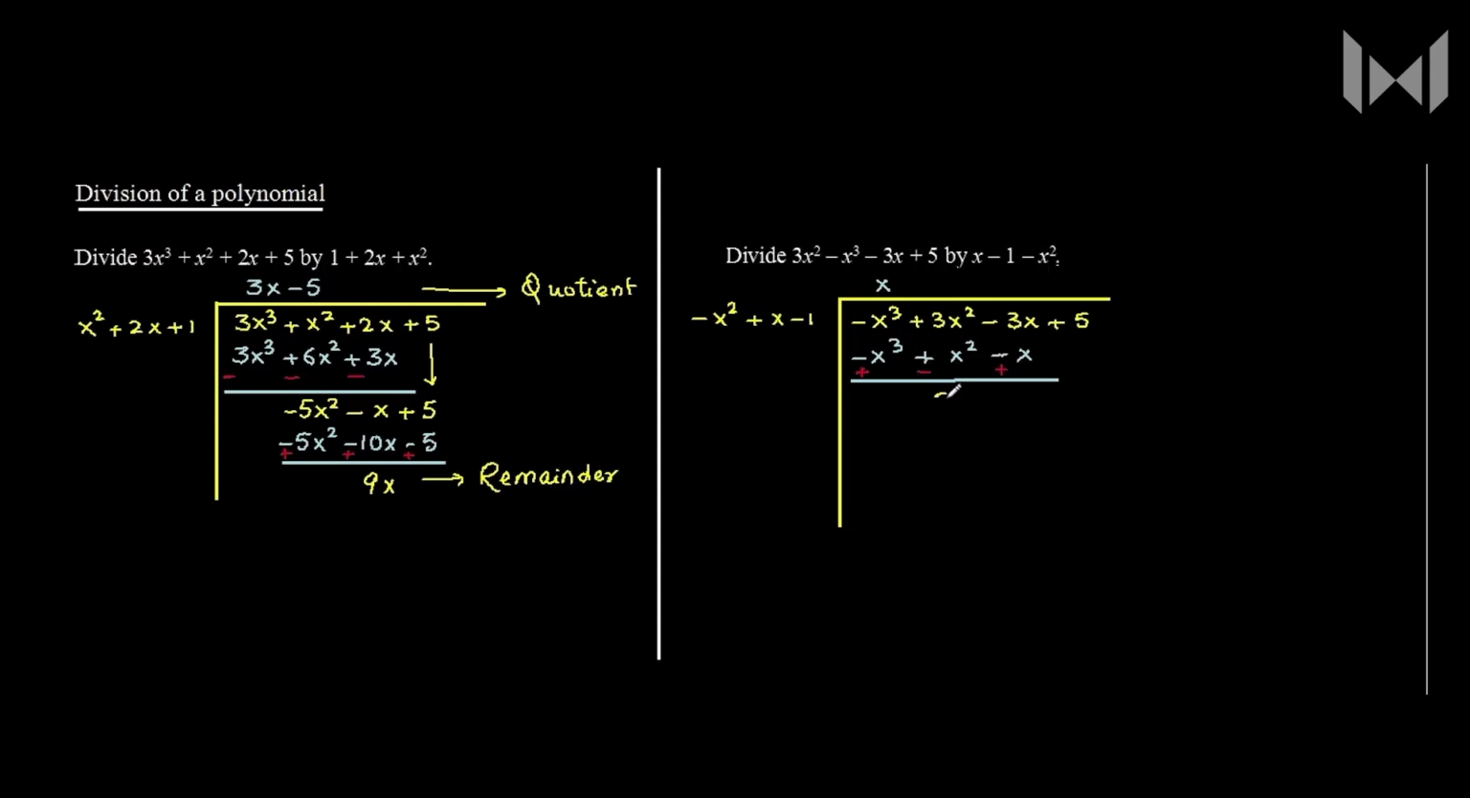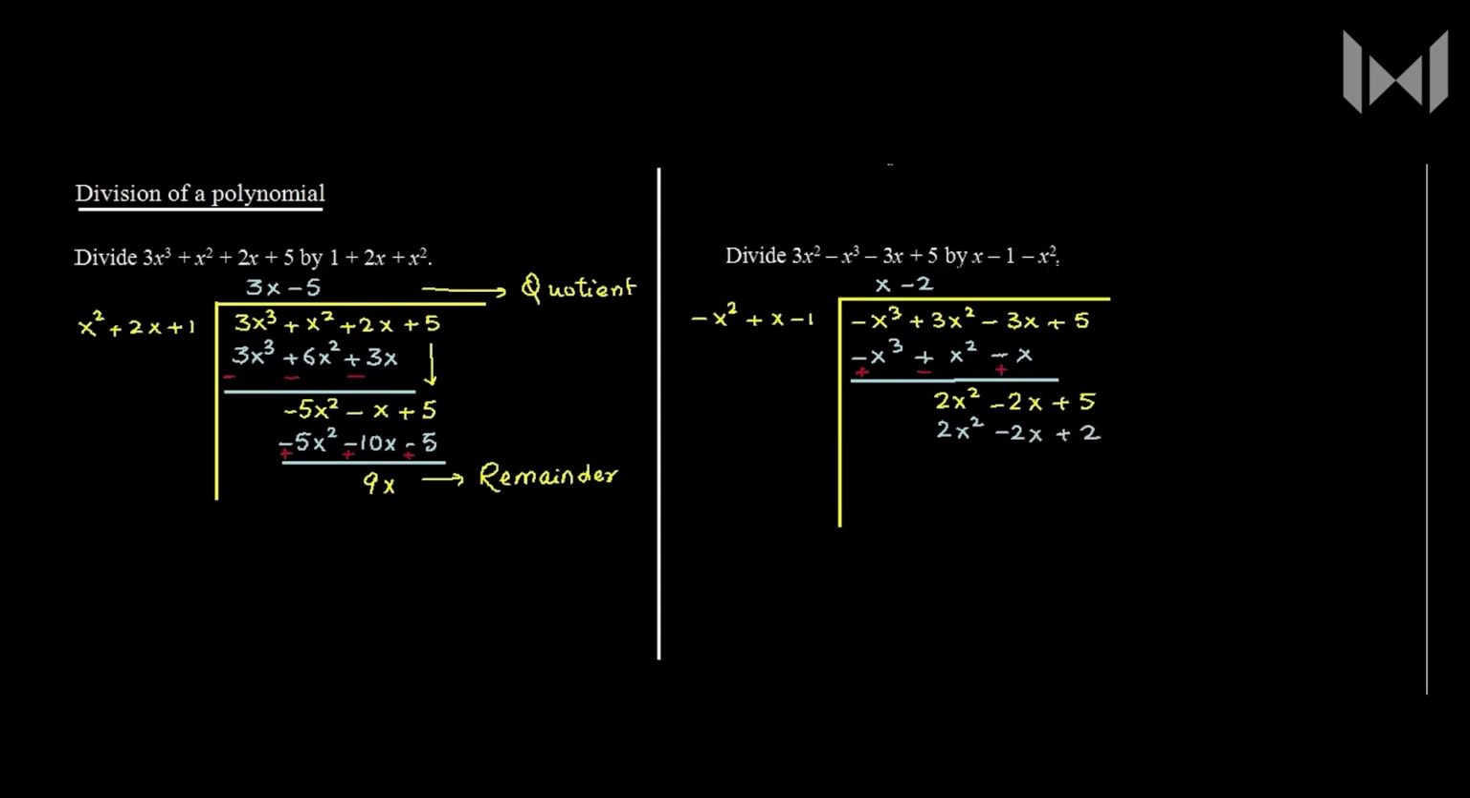3x square minus x square is 2x square, minus 3x plus x is minus 2x, and then we have plus 5. Once again, 2x square over minus x square gives minus 2. So minus 2, and then we multiply the minus 2 with the divisor. So we get 2x square minus 2x plus 2.